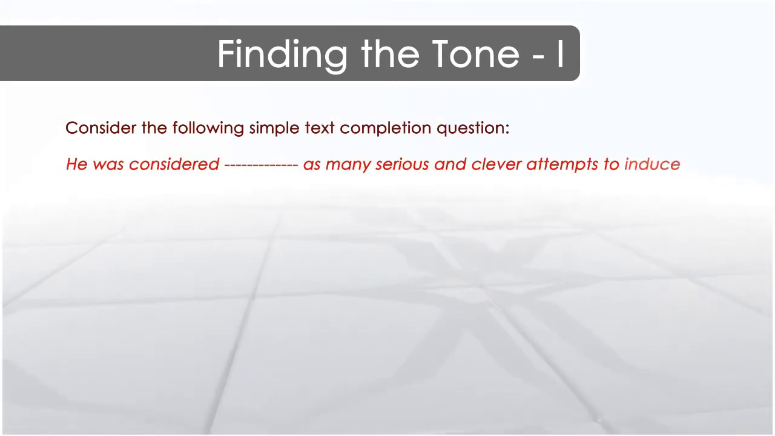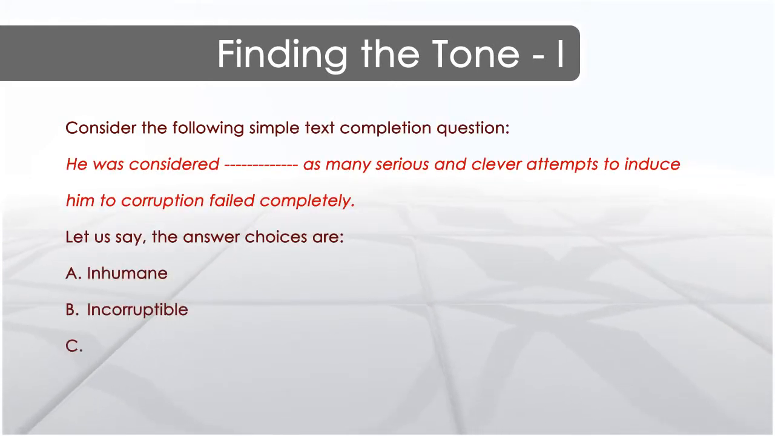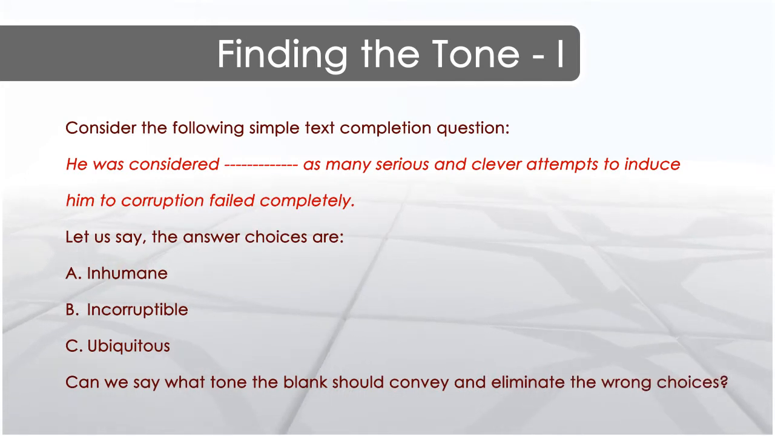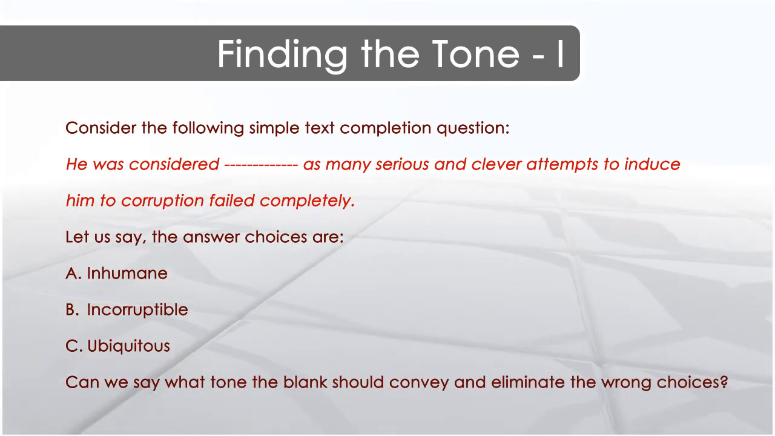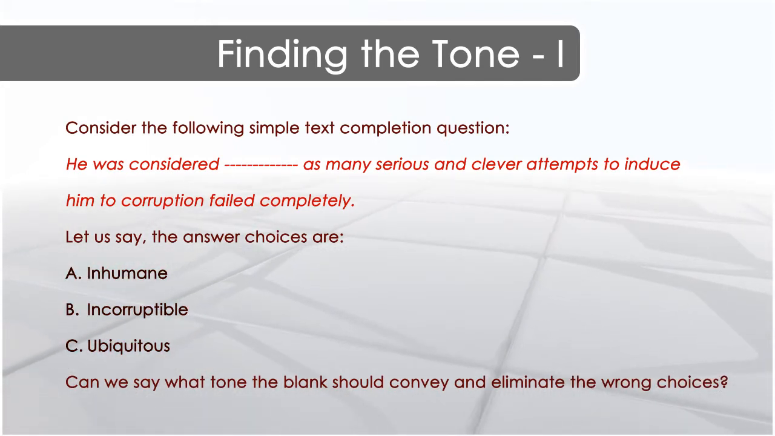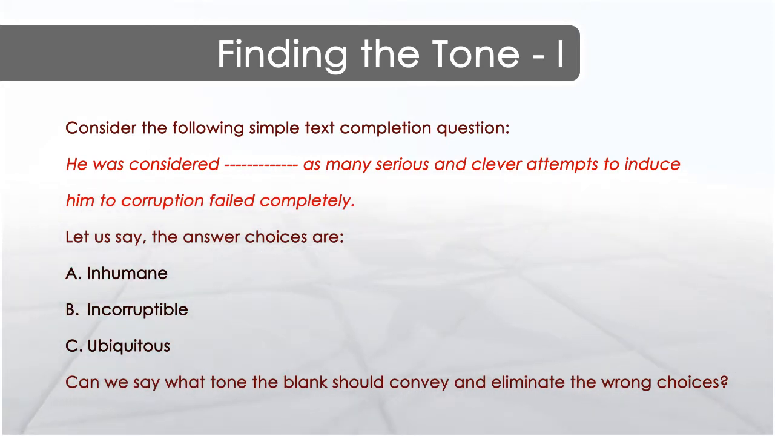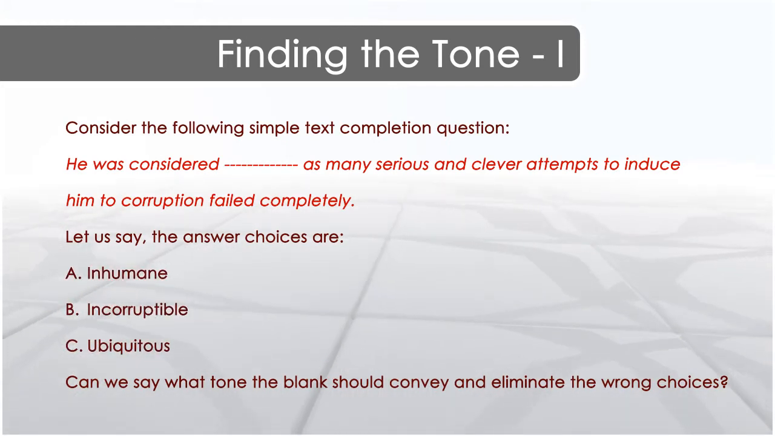Let us illustrate our approach with an example. Look at the example text and the answer choices shown. Our objective is to find the tone of the blank based on the tones of the other parts. Once we find the tone of the blank, we can eliminate the choices with the wrong tone.